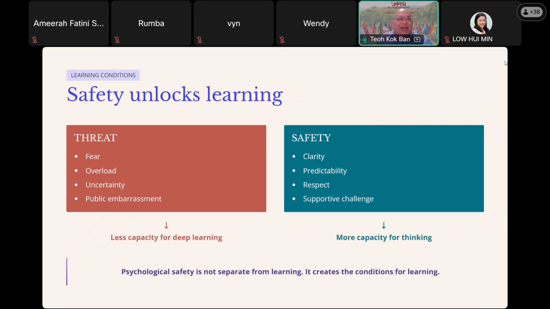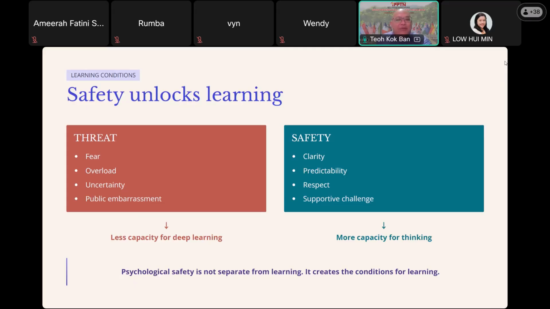All right. And then another important part of compassionate pedagogy is safety. So when I say safety, I'm not only talking about physical safety. I'm talking about psychological safety. Yeah. So let us look at the left hand side.